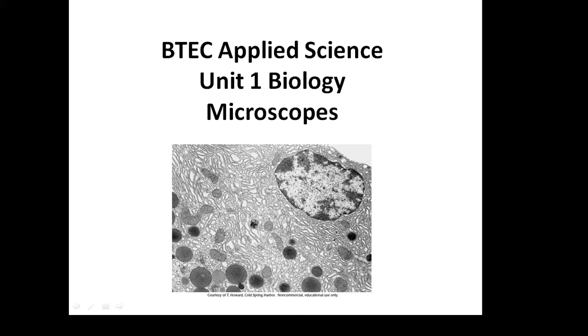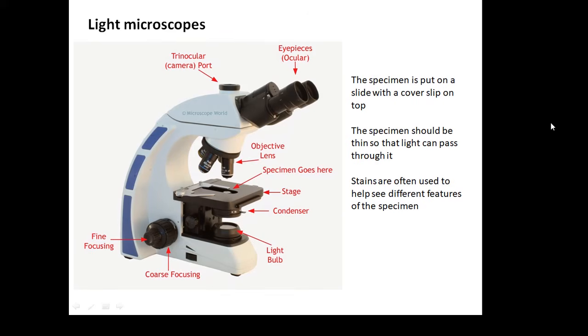BTEC Applied Science Unit 1 Biology: Microscopes. What do we need to know about microscopes? Well, there are light microscopes and electron microscopes.